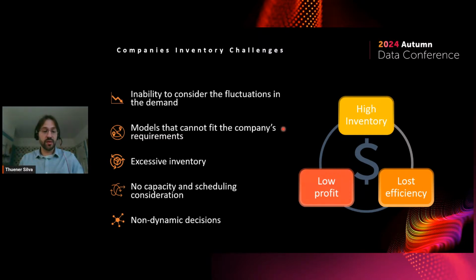And then you have non-dynamic decisions that you make once at the beginning of the year, and then you stay with the decision for the whole year, right? That's not going to work in today's environment, which has changed a lot. So in the end, what you have is high inventory, right? A lot of companies come to us asking for help with this high inventory and low profits, because your process has to continuously go through firefighting. You don't have anticipation of what's going to happen, you don't have a proper plan, and things only go as planned in the short term. And you have lost efficiency, right?